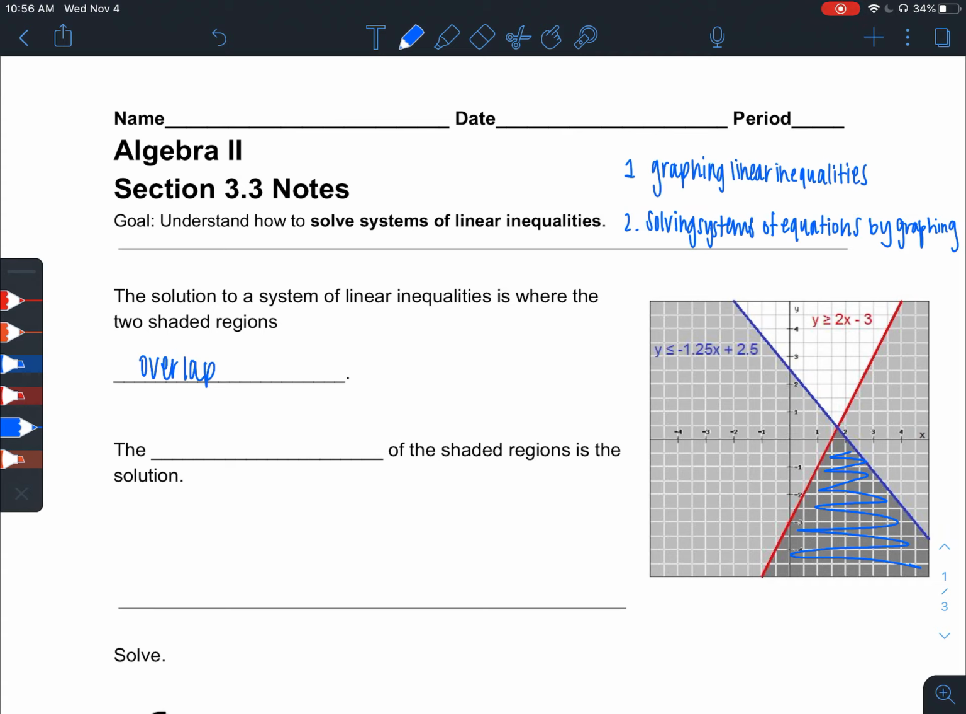In other words, the doubly shaded region, the overlap of the shaded regions, is the solution. So these two things say the same thing, just two different ways.